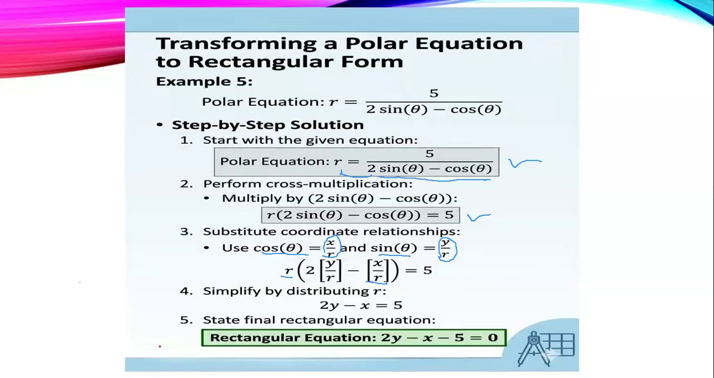And we basically have to simplify. We simplify by distributing r. When we distribute r over what is in the bracket, that will give us 2y, and r times negative x divided by r. That will just give us negative x, because the r's cancel out. So we have our equation written here in rectangular form.